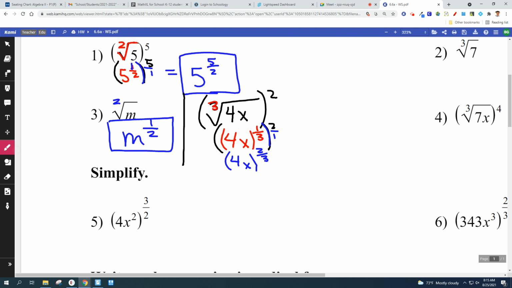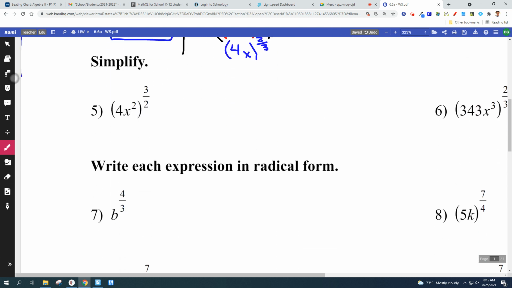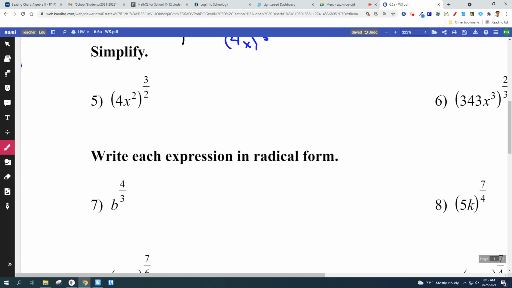Okay. So now let's simplify. Now, to me, it's harder to simplify in rational form. So I might like it back in radical form. That's what we've been doing the last couple of days. Fellas, stay with me.